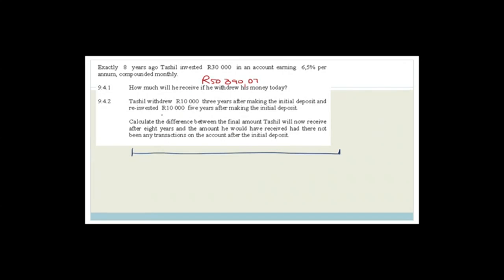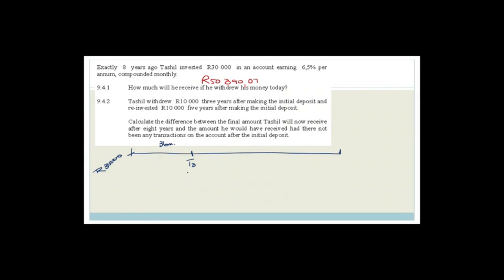Initially he invested 30,000 Rand. Then it says after 3 years, at T3, which is after 3 times 12, 36 months, he subtracts 10,000. He brings it out. Then for the next 2 years, T3 to T5, he earns interest.